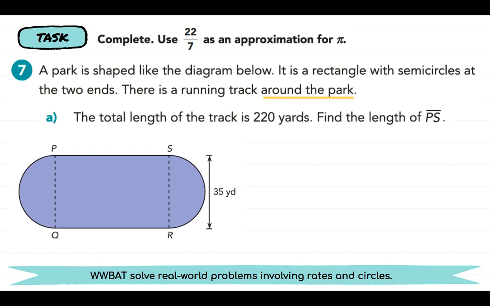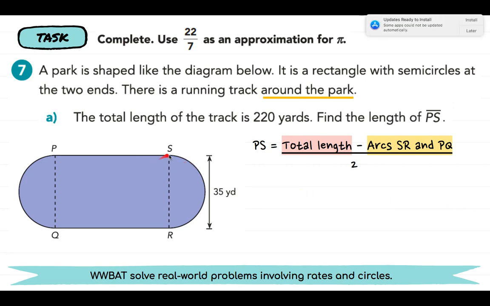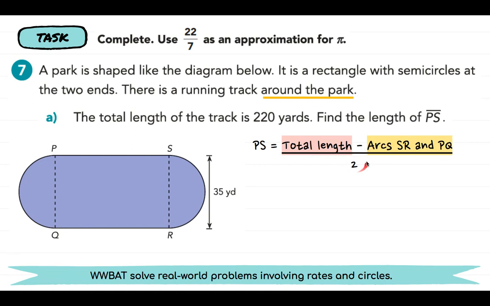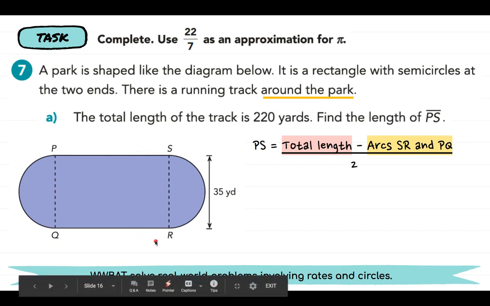So what you can do is that in order for you to find the length of PS, you will have to subtract arc SR and arc PQ from the total length, which is 220 yards. Then you will get the length of PS and QR. You can divide that length by 2 in order to get the length of PS alone because PS and QR are the same length.